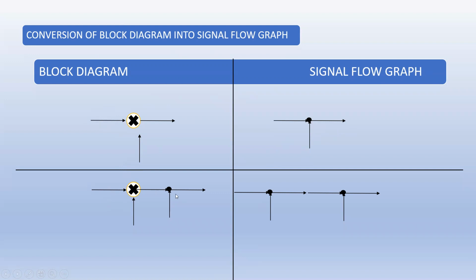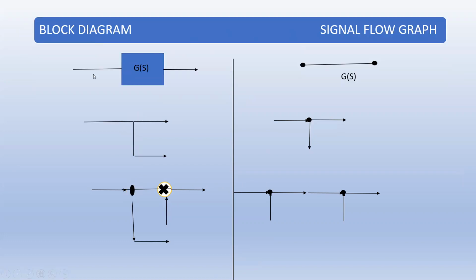And if we have two elements, one a summing point and the other a node, based on the direction of motion of the signal, we can have a signal flow graph with two nodes. So a summing point in a block diagram corresponds to a node in a signal flow graph, and a node in a block diagram corresponds to a node in a signal flow graph. That is how we can convert.